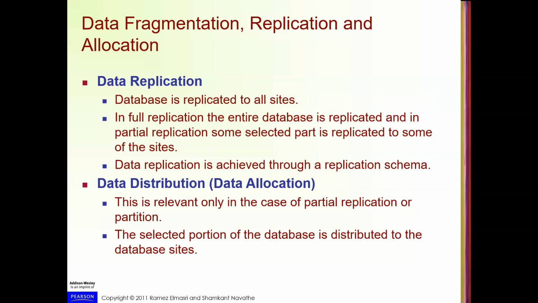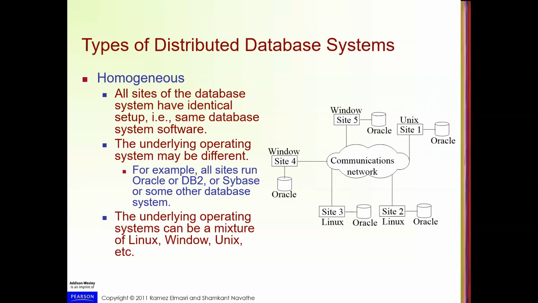For example, I want to divide the employees of Riyadh Bank. So I have to distribute Riyadh employees to the Riyadh branch, Dammam employees to the Dammam branch. So data allocation is useful only when we have partial replication, where part of the data needs to be copied in each branch and not the whole. The selected portion of the database is distributed to the database sites.